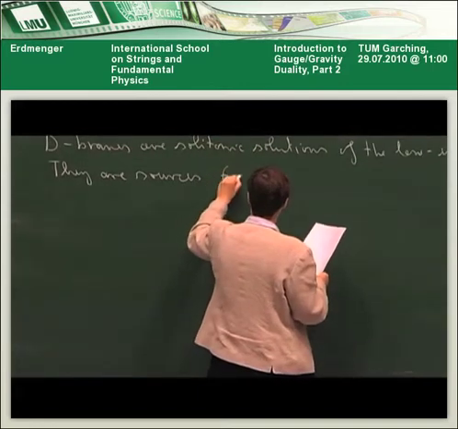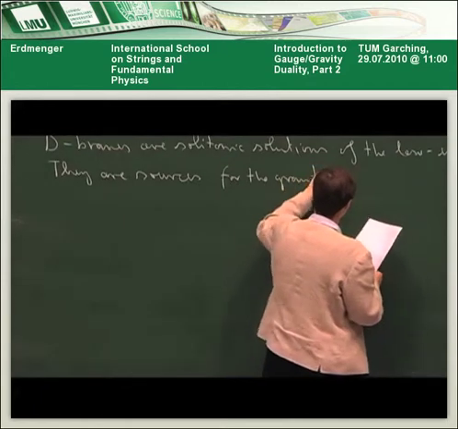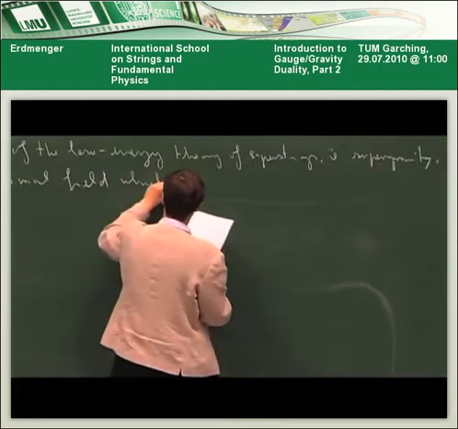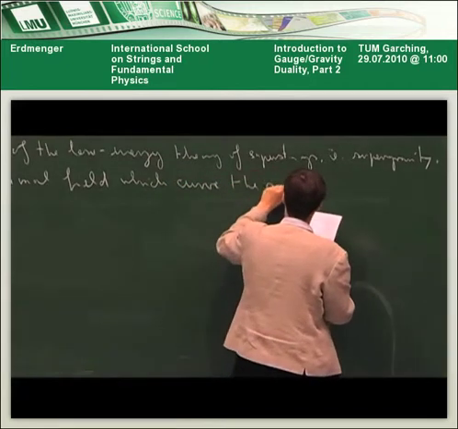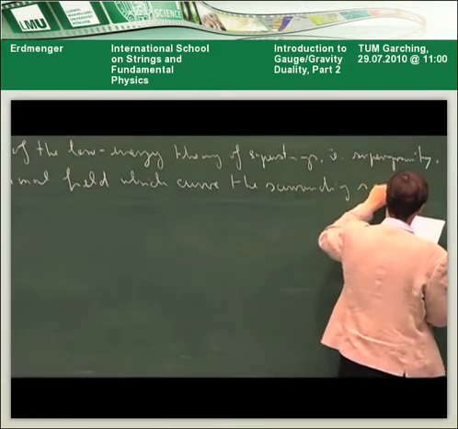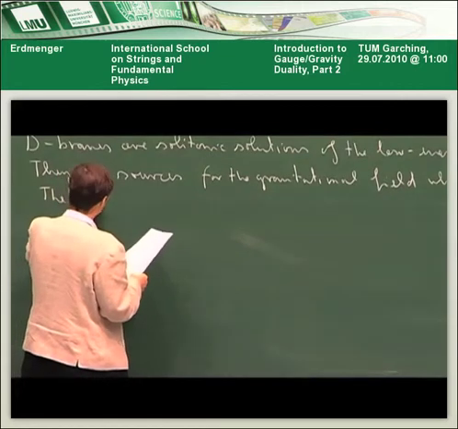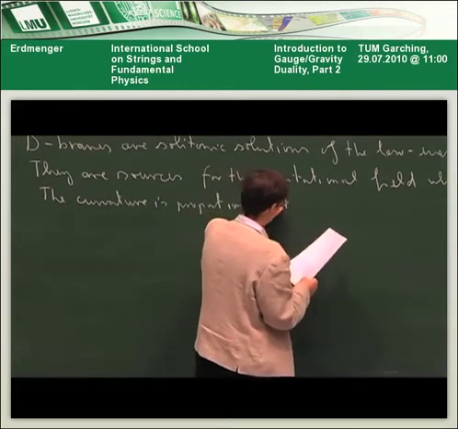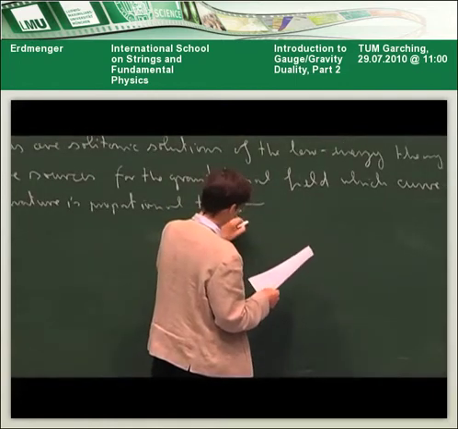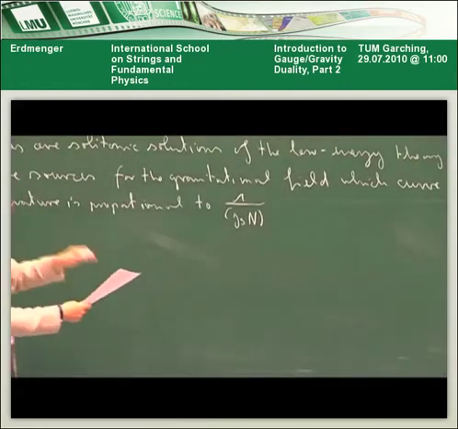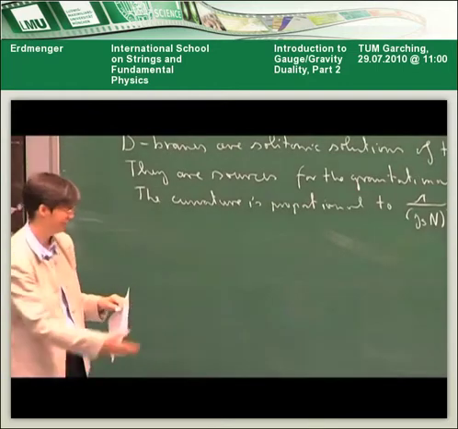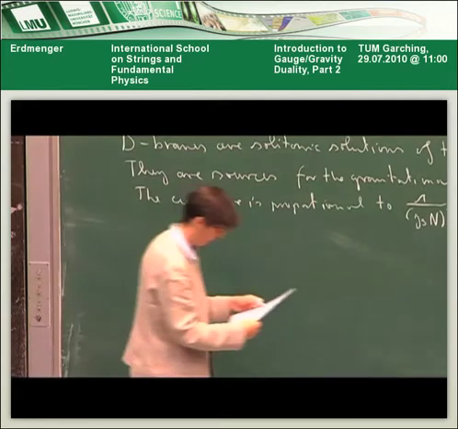They are sources for the gravitational field. Okay, I'm going to write an equation in a minute and you can see what I mean. And they curve the surrounding space-time. And it turns out that the curvature is proportional to 1 over the string coupling times N, where N is the number of these branes which we put on top of each other, squared. So if I say the branes have a mass, it just means they are objects in general relativity and they curve the space. So the curvature of the space and having a mass is somehow the same in general relativity.